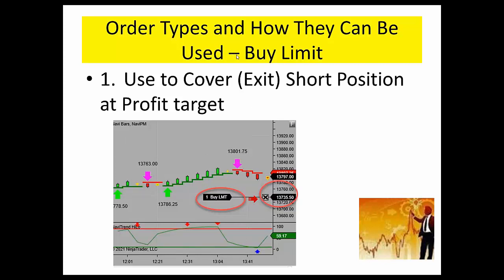All right, so next order type is buy limit. Let's assume right now that you're in a short position. Again, these charts are really just from a few minutes ago. And let's say we're in a short position right now, and we want to cover our short position if the market comes down. The example I'm using here is 13,735.50. All right, so the buy limit would be a way to exit your short position at your profit target.